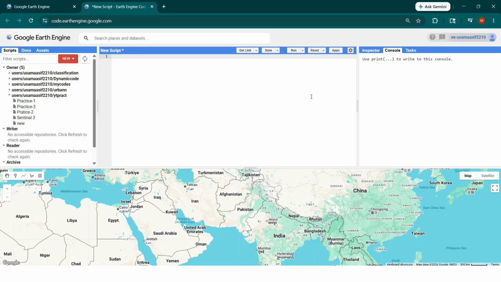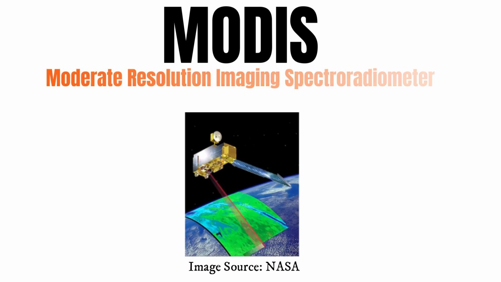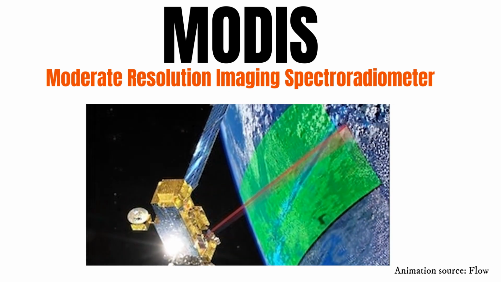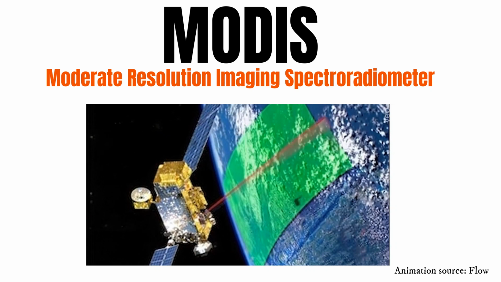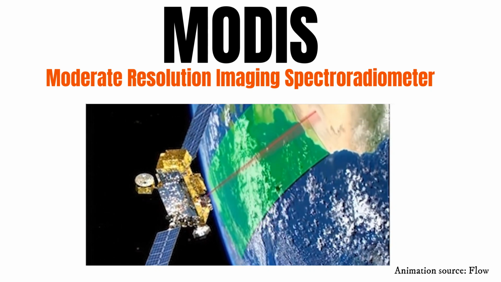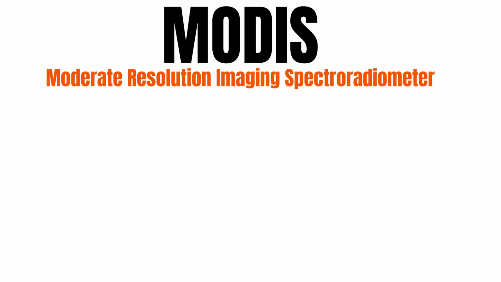In this tutorial, we are going to explore one of the most important satellite datasets available in Google Earth Engine, that is MODIS. MODIS means Moderate Resolution Imaging Spectroradiometer, the powerful remote sensing sensor developed by NASA for observing Earth's atmosphere, land surface, ocean, vegetation, climate change, temperature, snow, fires, and many other environmental parameters.